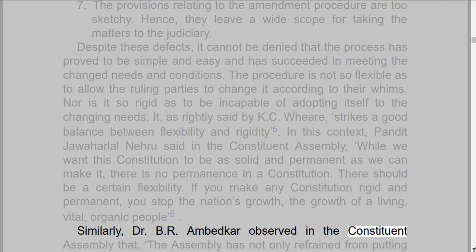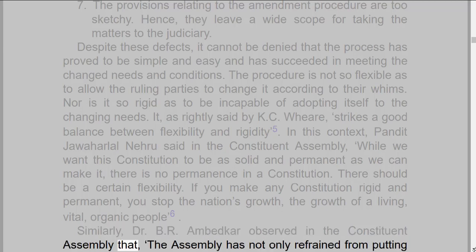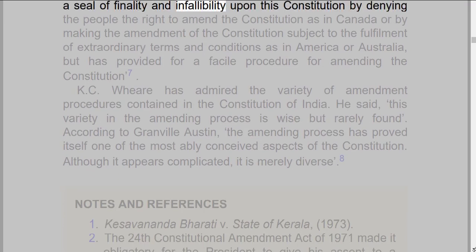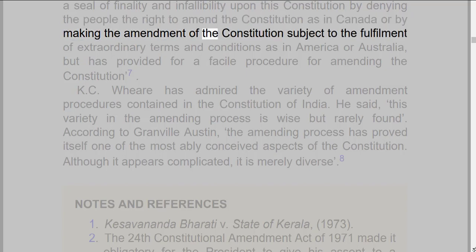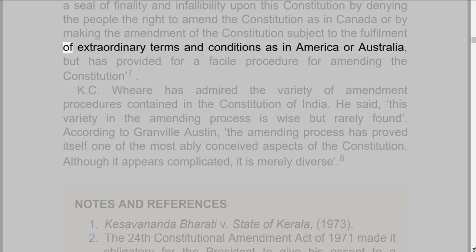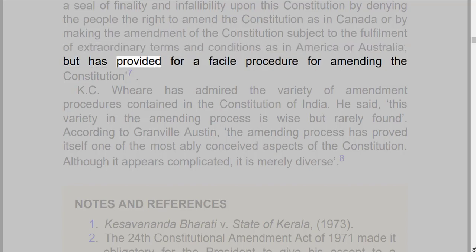Similarly, Dr. B.R. Ambedkar observed in the Constituent Assembly that the Assembly has not only refrained from putting a seal of finality and infallibility upon this constitution by denying the people the right to amend the constitution, as in Canada, or by making the amendment of the constitution subject to the fulfillment of extraordinary terms and conditions, as in America or Australia, but has provided for a facile procedure for amending the Constitution.